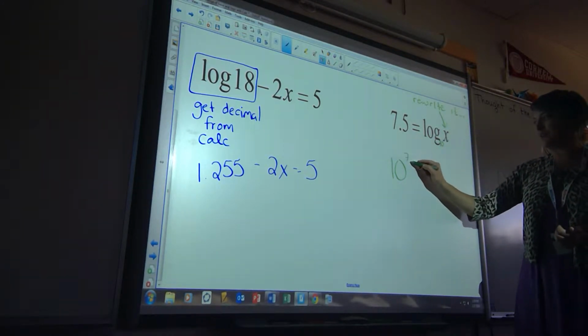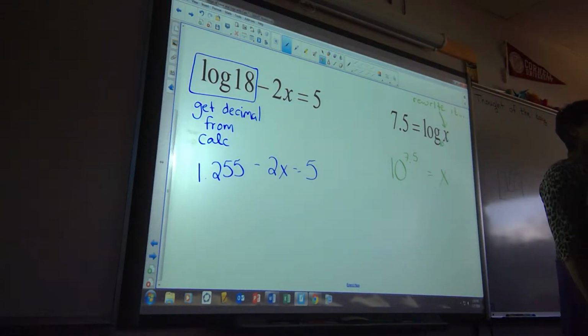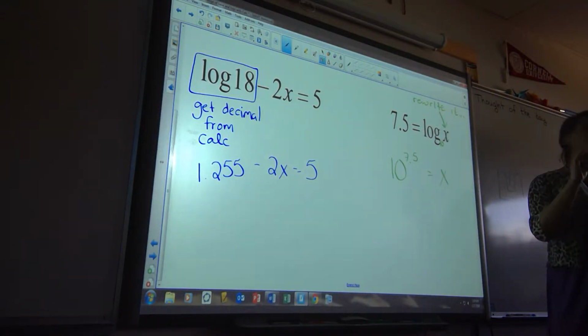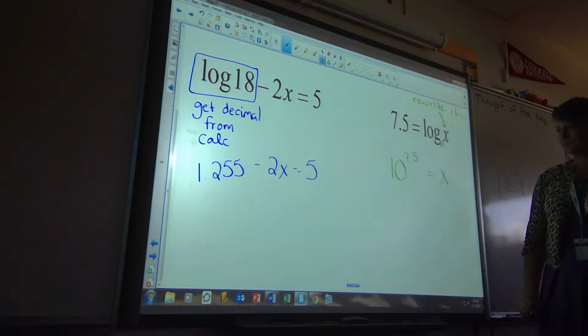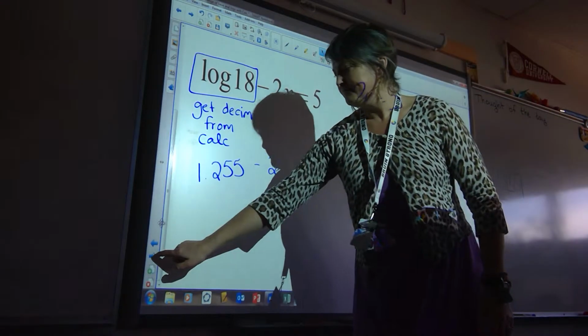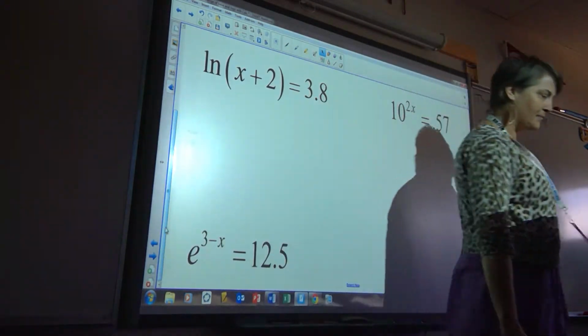A 7.5, and then it equals x. And now you know what x is. And you could leave it like that or type it into your calculator and write out the really big, long number. Okay? So let's try another couple more like that.